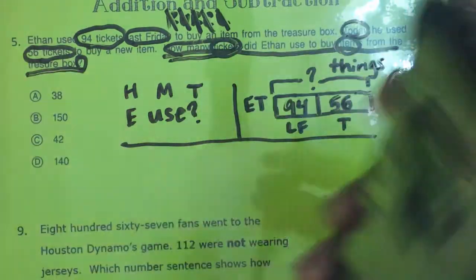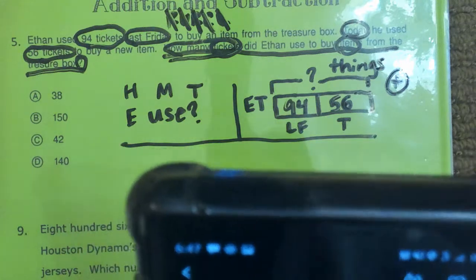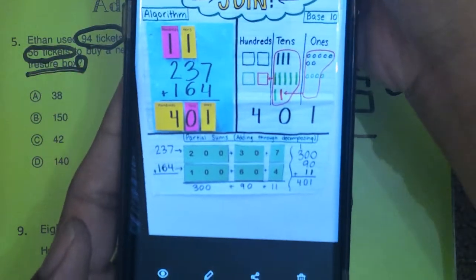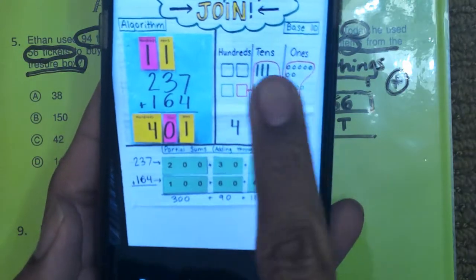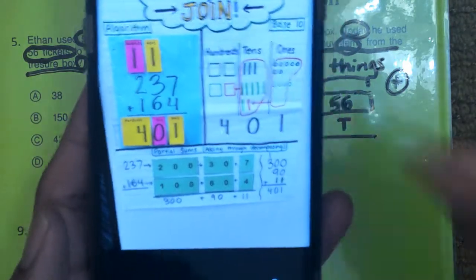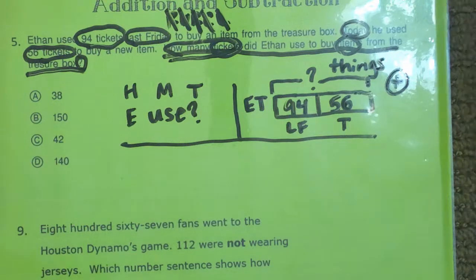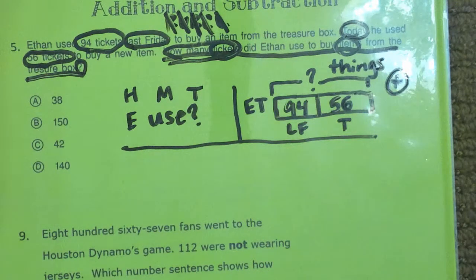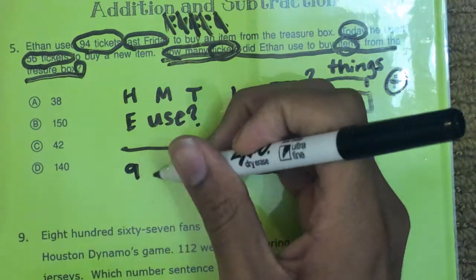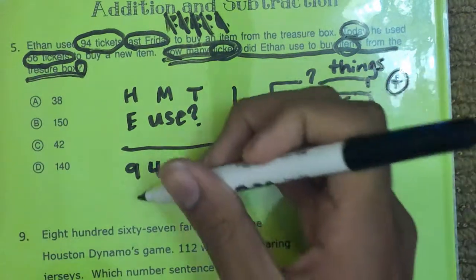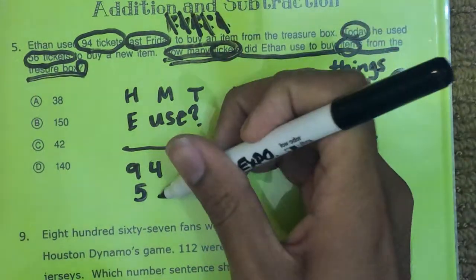There are so many ways to add. My favorite ways to add are with the addition algorithm and the base 10 picture. So we're going to try both of them really quick. Let's start with the algorithm. Let's put in 94, and we're going to join it together with 56.